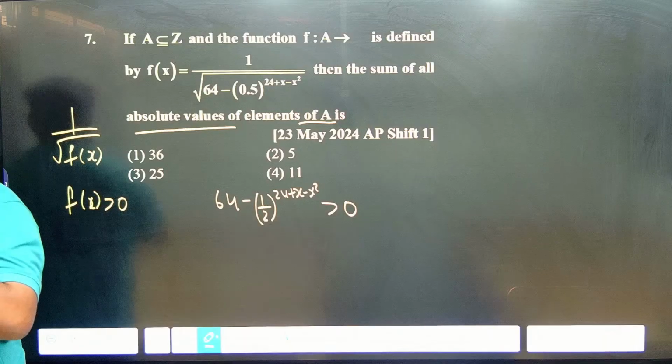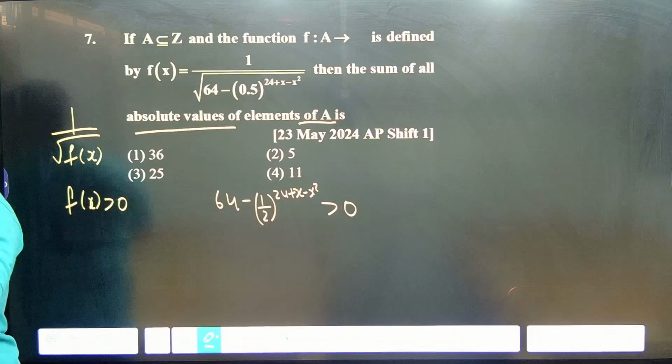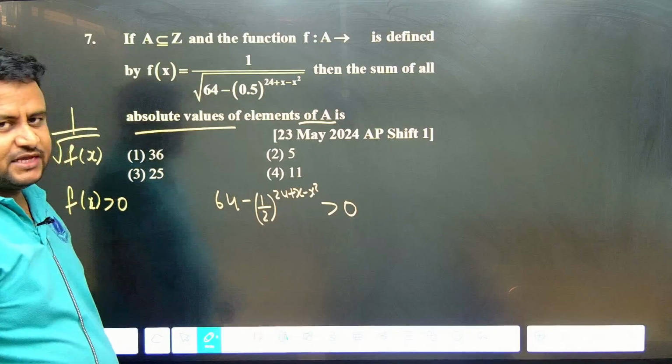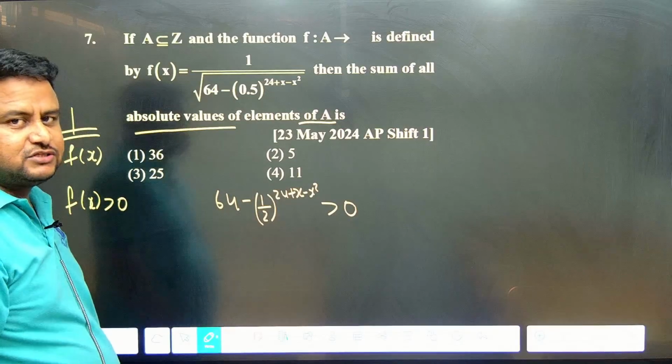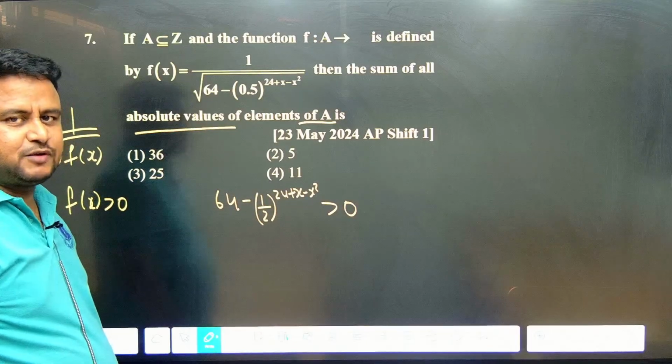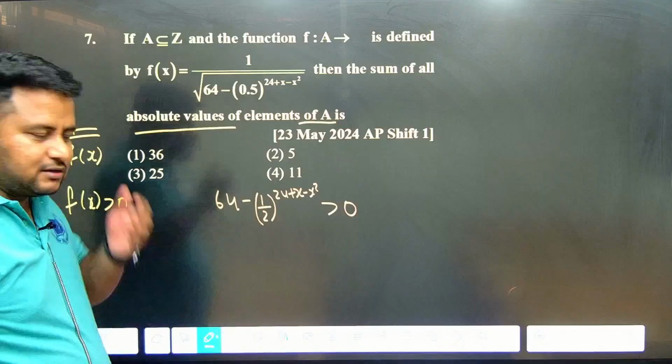Just by the knowledge of domain, they are giving questions in the EAPCET exam 2024 AP, TS they have given, 2025 also they have given, and today's exam in the morning session also they have given questions from domain. So that is the importance of domain when it comes to your competitive exams.